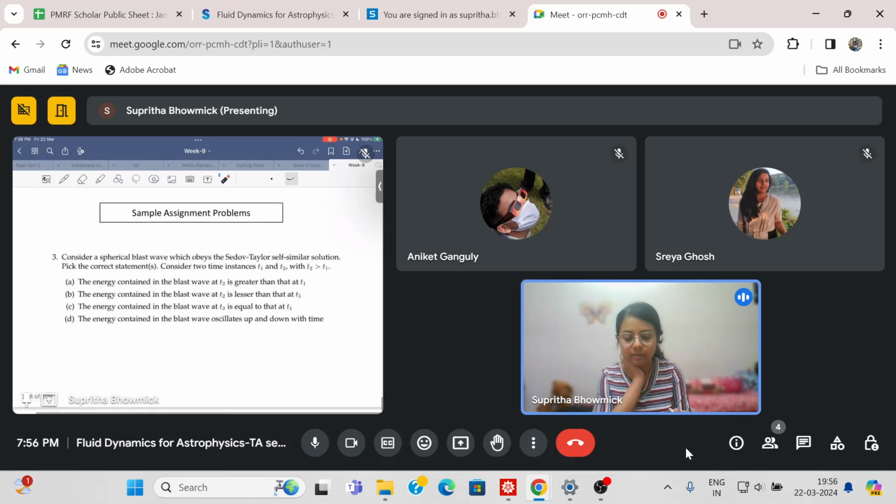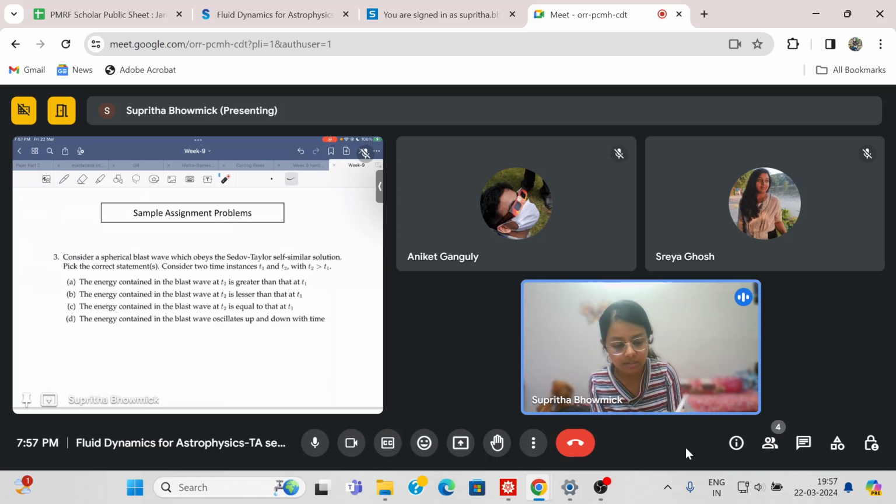Consider a spherical blast wave, and it obeys... So we never named it in the lecture. These are Sedov-Taylor solutions. These are self-similar solutions, right? We have discussed a bunch of approximations when we studied these blast waves. Now we have to pick the correct statement.